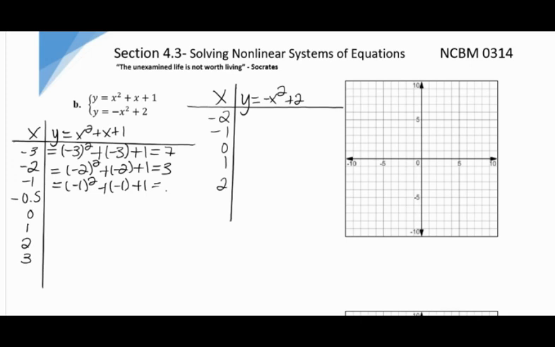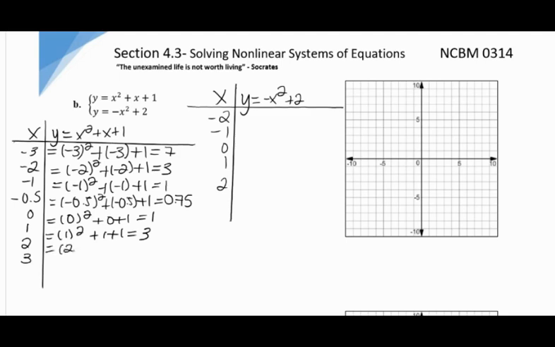That's 1. And then we have -0.5 squared plus -0.5 plus 1. That's 0.75. And then for 0, we have 0 squared plus 0 plus 1. That's 1. And then we have 1 squared plus 1 plus 1. That's 3. And then we have 2 squared plus 2 plus 1. That's 7. And for the 3, we have 3 squared plus 3 plus 1. That's going to be 13.